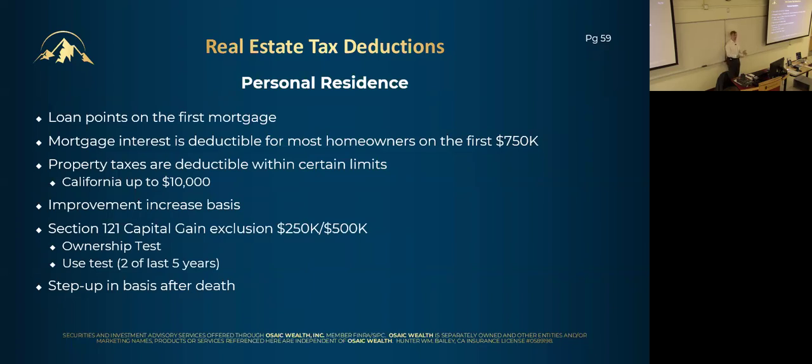I buy the house for $250,000. I live there for 2 years. It's worth $500,000. I sell it. No capital gains, completely excluded. And then if you're married, you get an additional $250,000 stacked on top of that. So you get a lot of benefits for being married and owning a house together. Yes, you do.